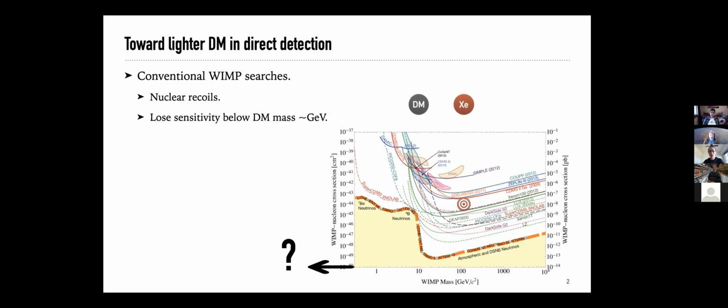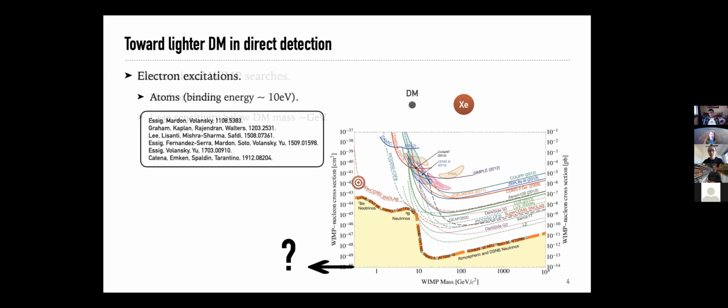And the reason is quite intuitive to understand. Suppose we have a weak scale dark matter at 100 GeV. When it hits a nucleus, say a xenon nucleus that has a similar mass, we can try to detect a recoil signal. But if the dark matter is much lighter, below a GeV, it's hitting a much heavier nucleus, so it just bounces back, and the heavy nucleus barely moves, and then we can't detect a recoil signal.